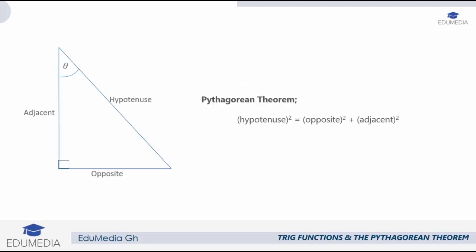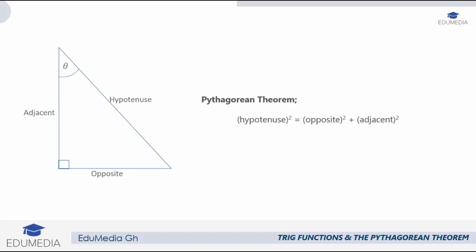Now with this right angle triangle, the Pythagorean theorem states that hypotenuse squared is the same as opposite squared plus adjacent squared. In other words, hypotenuse squared is the same as the addition of opposite squared and adjacent squared.